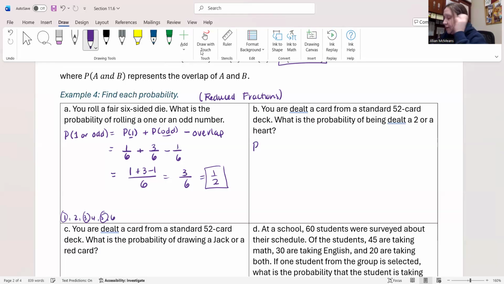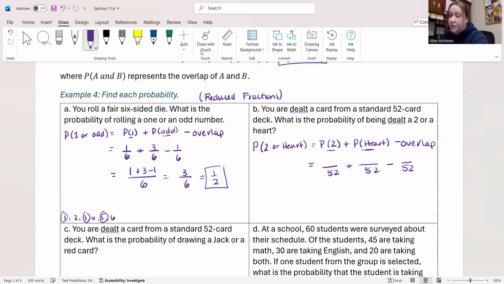So let's see what this is going to look like. We have the probability of a 2 or a heart. That means I want the probability that I draw a 2 plus the probability that I draw a heart. But remember, we have a card that is a 2 and a heart. So we can't count it in the 2s and the hearts. It can only get counted once. So we need to subtract the overlap, which happens to be the two of hearts. The two of hearts is being counted here and here. It can't be counted twice. It can only be counted once. So we have to subtract off that second time it was counted. Okay? So with a deck of cards, we have a denominator of 52.